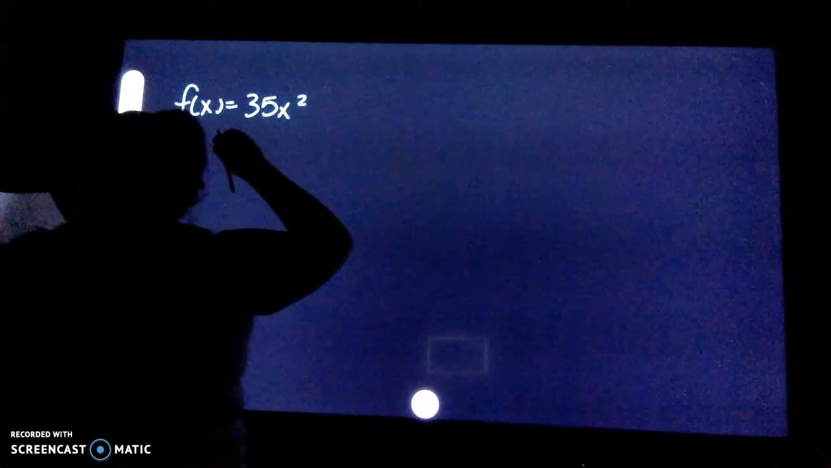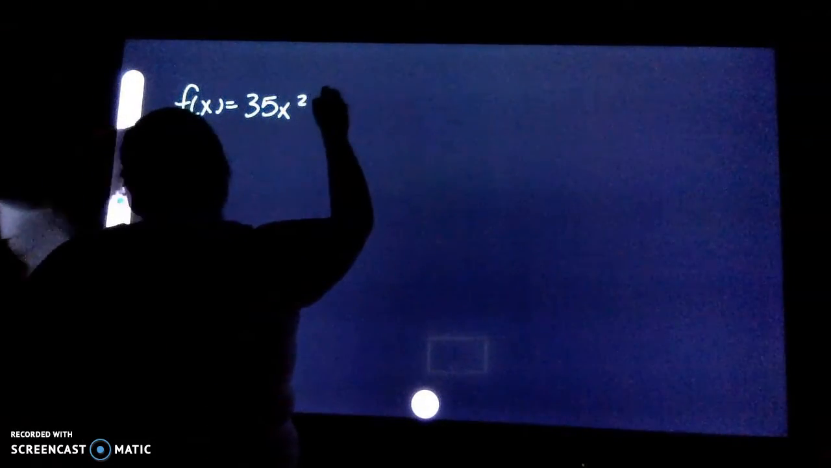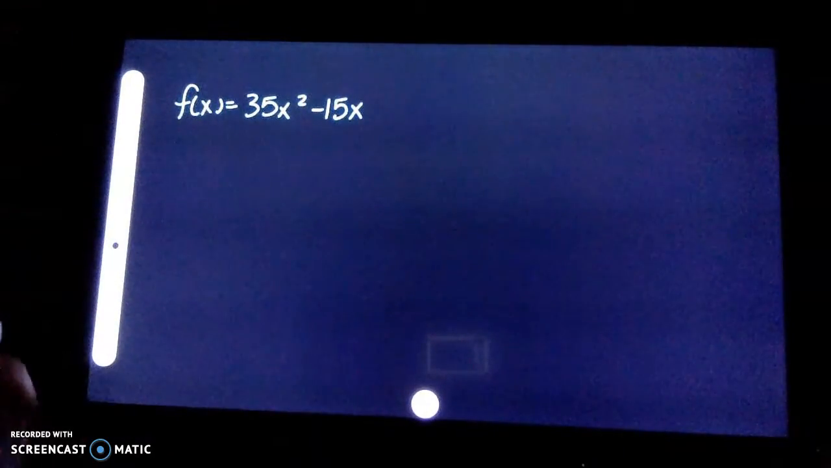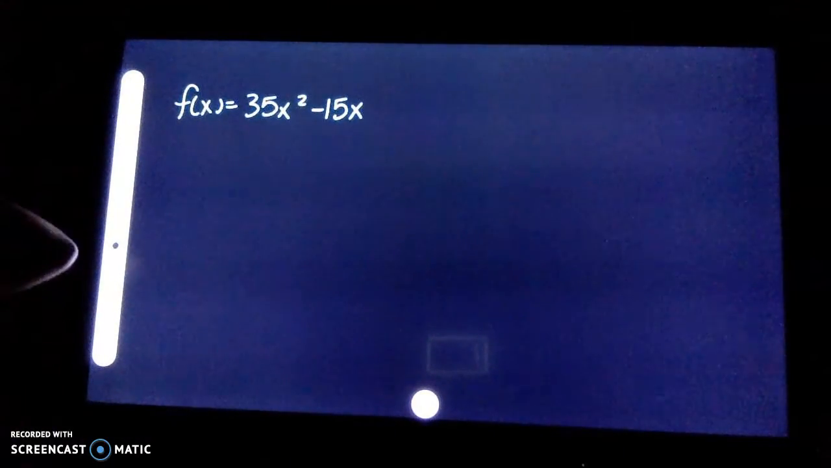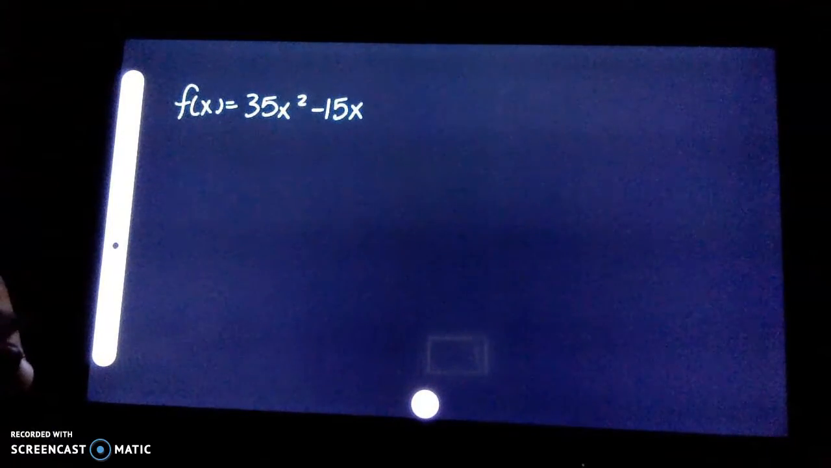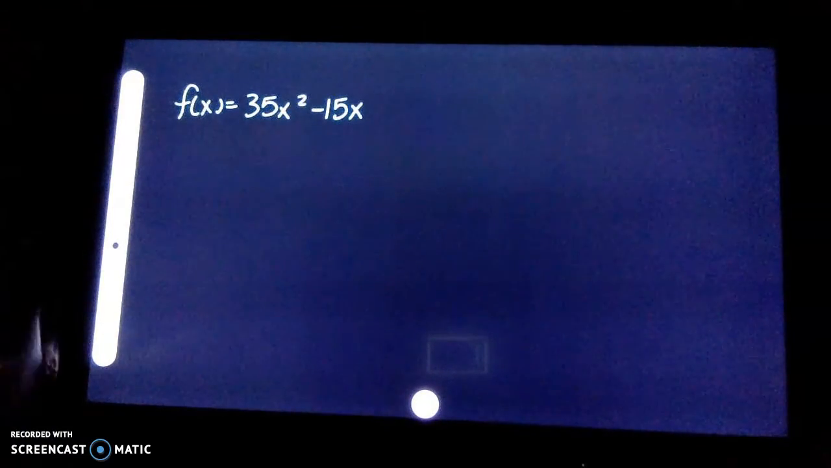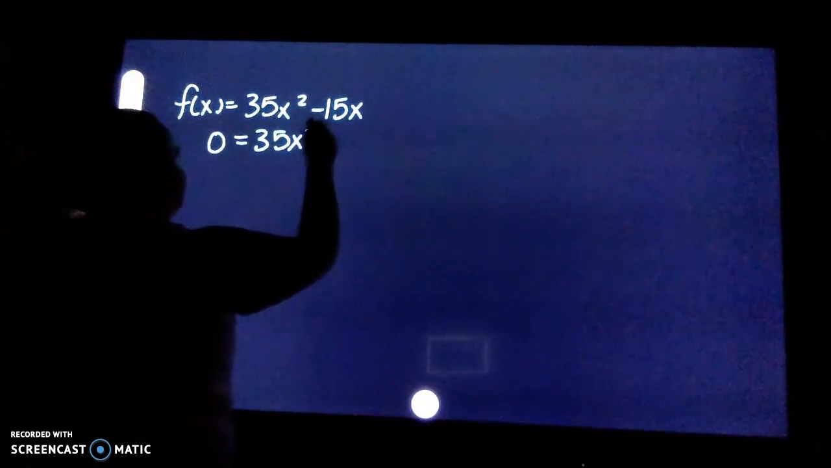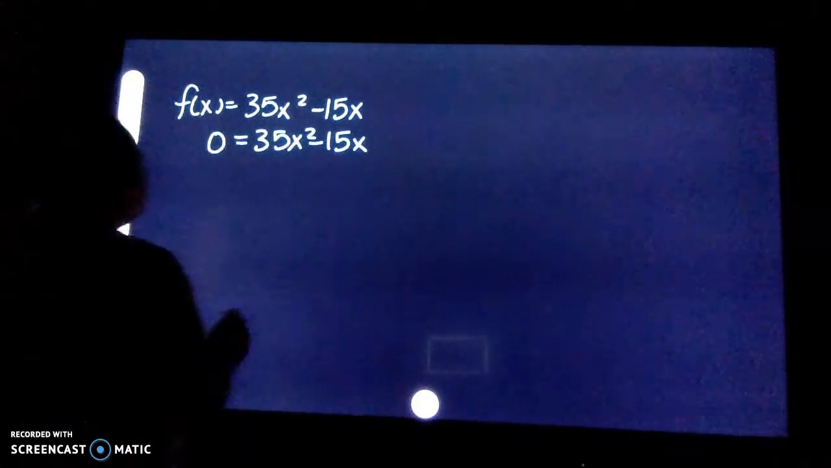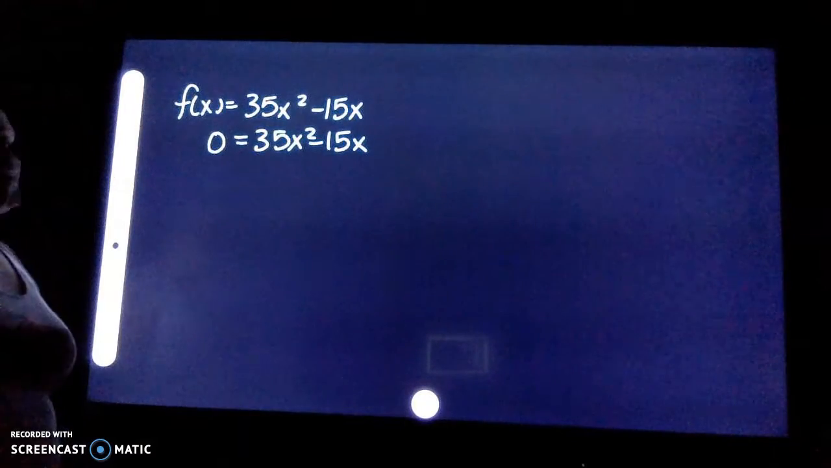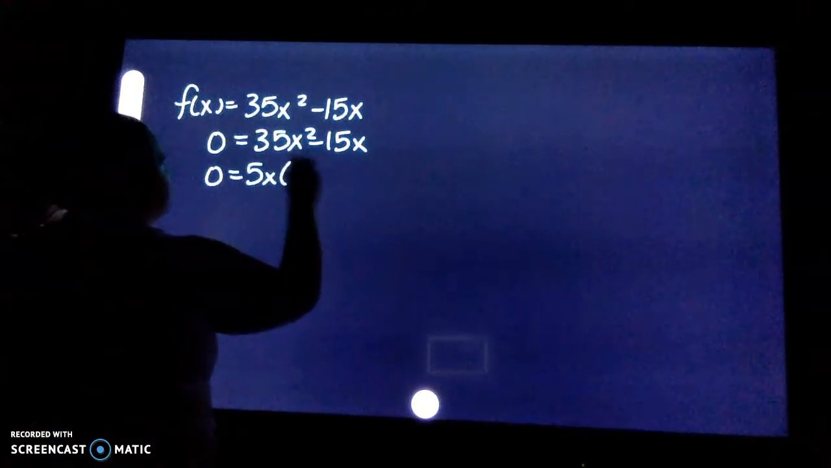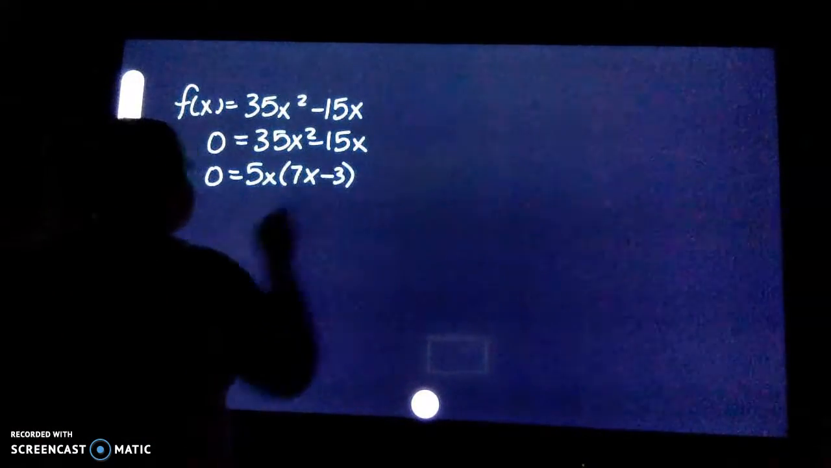So the quadratic I'm starting with is 35x squared minus 15x. So this is not a quadratic with 3 terms, which means I don't need to do a CB chart anywhere in here. So I'm just going to look at this, and I'm going to ask myself, okay, what can I take out of both of these terms? Well, it's pretty clear to me I can take a 5x out. So when I do, it just goes out front, and I'm left with 7x minus 3.